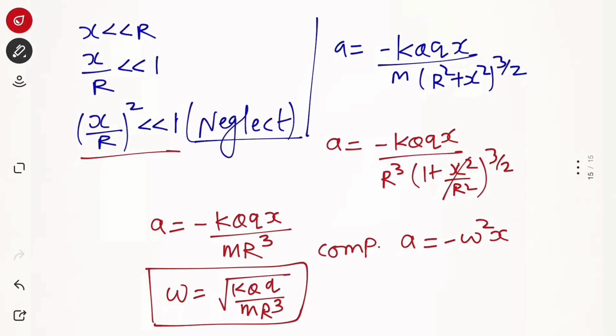And similarly we can find the time period of oscillation, and we know that omega is given by 2 pi by T. So from here we can directly find out the time period also. This was a very important question, guys, because in entrance exams they always ask such questions which contain 2 or more than 2 concepts together.